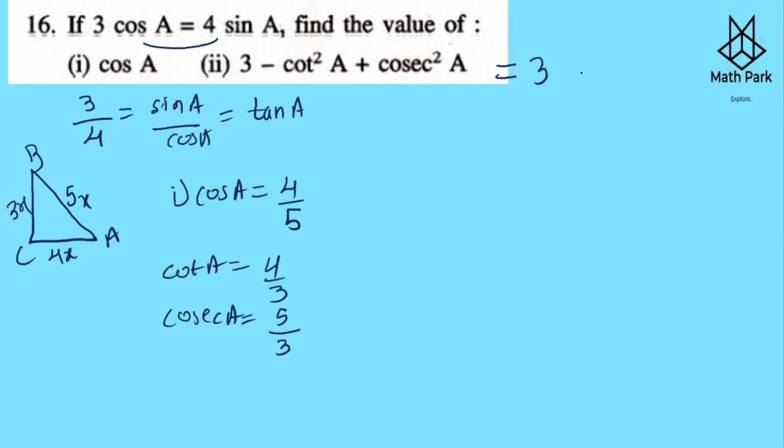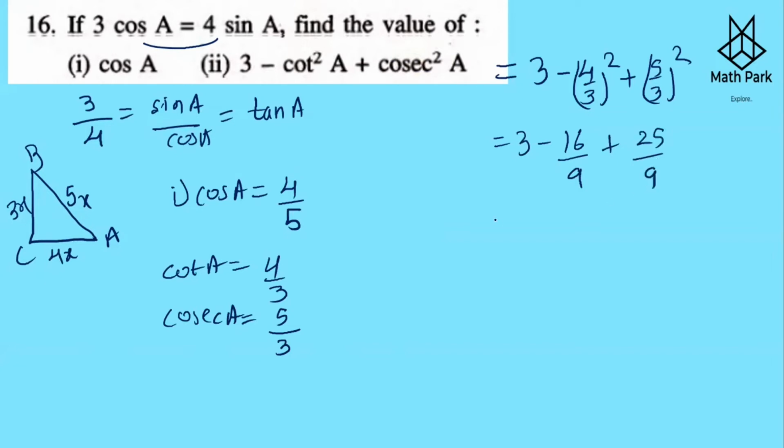So 5 by 3. Let us put the value: 3 minus cot square A, that is 4 upon 3 and the square of that, plus cosec square A, that is 5 by 3 and then the square of that. So which is 3 minus 16 upon 9 plus 25 upon 9. So which is 3, and for 25 minus 16 we get 9. So we get plus 9 upon 9, which is 3 plus 1, which is 4.